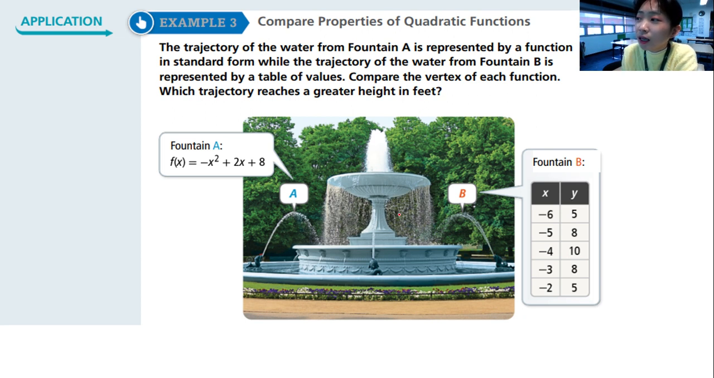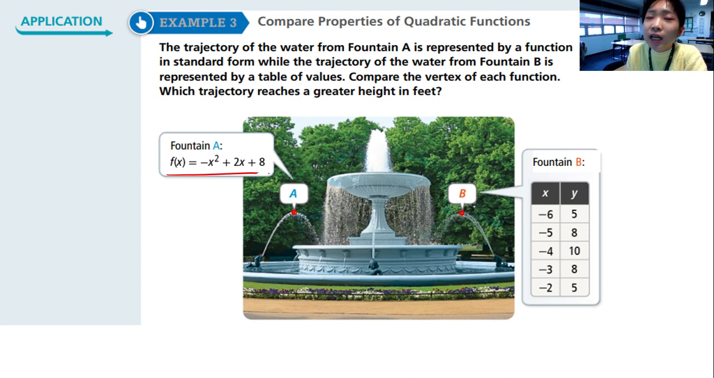Which trajectory reaches a greater height in feet? So you see that both of the parabolas are going to face down. They're facing downwards, right? So your vertex represents your maximum value, right? So if you figure out the vertex of both of the equations, we can see where it is reaching higher, which trajectory reaches a greater height in feet. So then, first, let's figure out the vertex. We have the function here. How do you figure out the vertex?